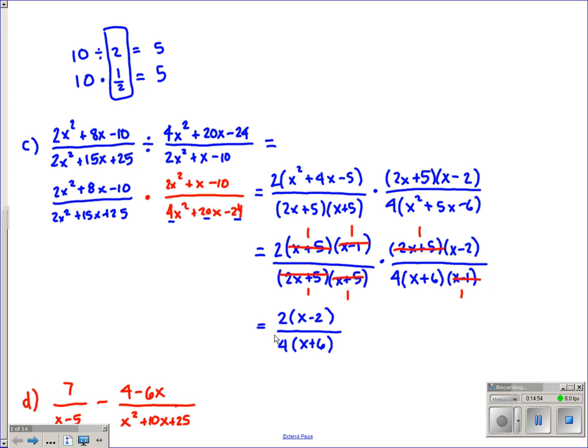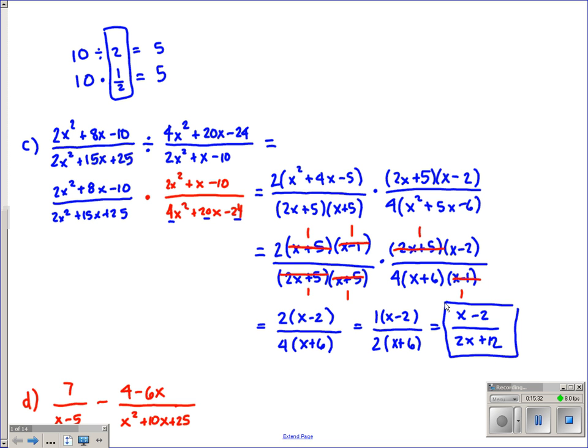But our monomials, 2 and 4, share a factor of 2, so 2/4 reduces to 1/2. So we're looking at x minus 2. You could say it's times 1 if you need to see it first. And then this becomes 1/2, and we have x plus 6. And to simplify it all the way, we're going to end up with x minus 2. When we distribute the 1, distribute the 2, you should get 2x plus 12. There is our answer for letter C.